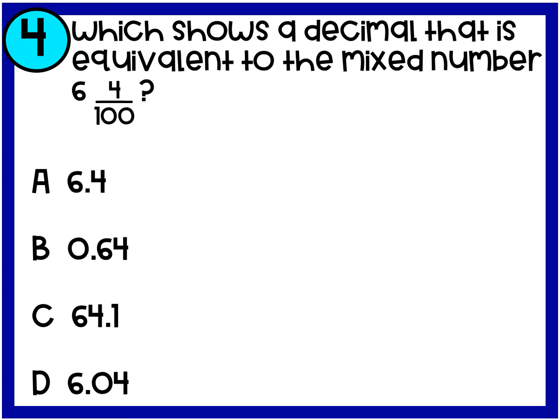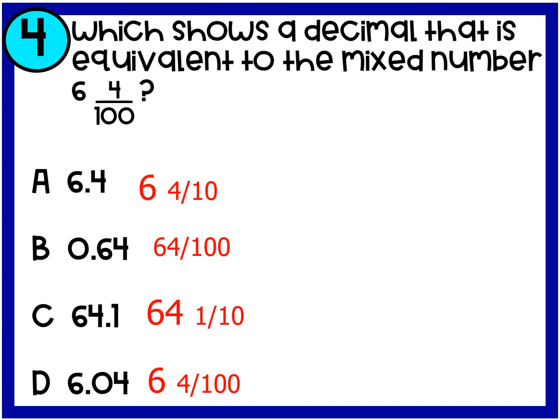Okay, I'm going to go ahead and convert all these decimals into mixed numbers. If I look at A, I have 6 whole units and I have 4 tenths. So A would be 6 and 4 tenths, so it is not A. If I look at B, that's 64 hundredths. I have no whole units, so the answer is not B. If I look at C, I have 64 whole units and I have 1 tenth. So 64 and 1 tenth. No, that is not equivalent to 6 and 4 hundredths. If I look at D, I have 6 whole units and 4 hundredths. So 6 and 4 hundredths, yes. So the correct answer there is D.